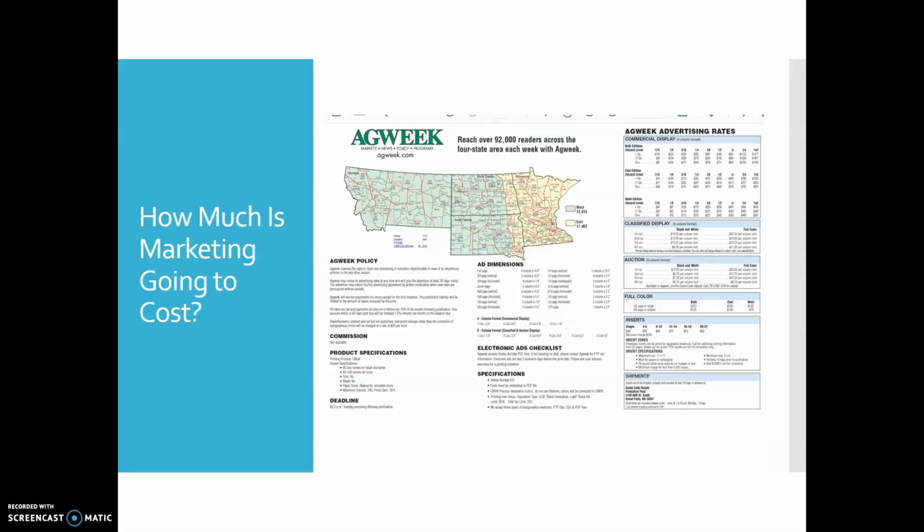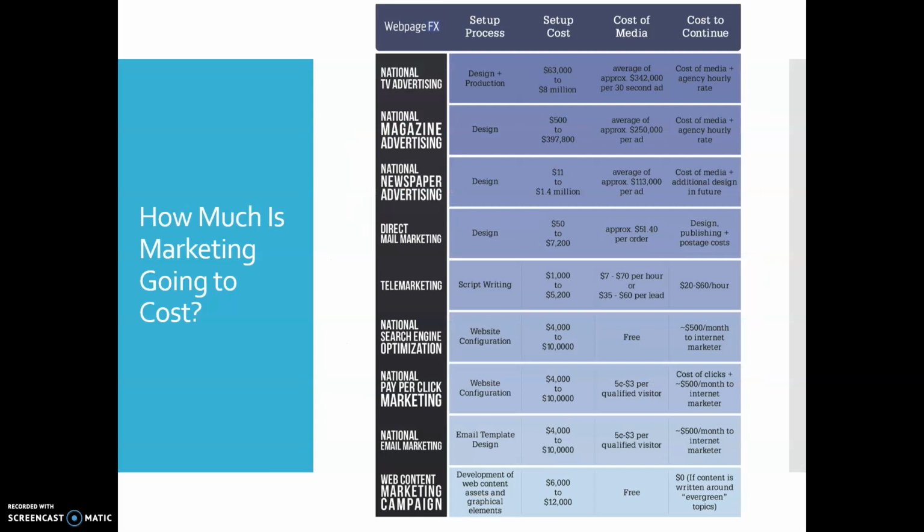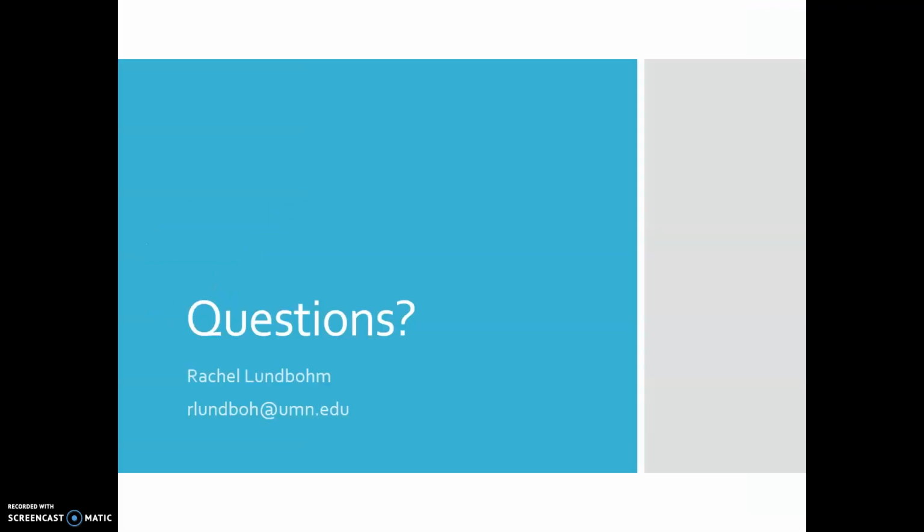All right. And then figuring out how much your marketing is going to cost. This is just an example of a rate sheet. So if you reach out to the places where you're thinking of advertising, they should be able to give you an idea of what the cost might be. All right, and here's just a little visual that kind of shows an idea of what it might cost. This is just very general. All right. So with that, that's a really brief overview of marketing research and marketing planning.